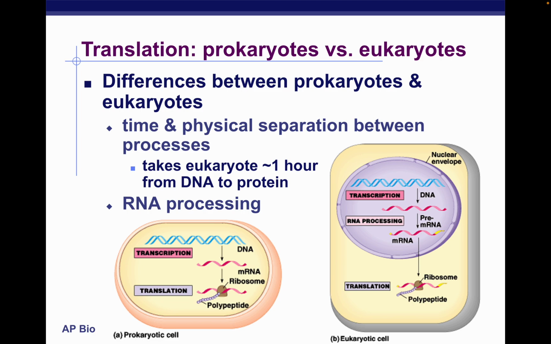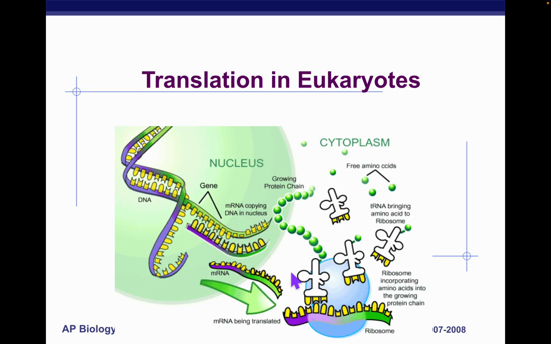The differences between prokaryotes and eukaryotes is the time and physical separation between the processes. It takes eukaryotes about an hour from DNA to protein. And we also have RNA processing. So you're looking at a prokaryotic cell. This happens very quickly, and a lot slower in eukaryotes.